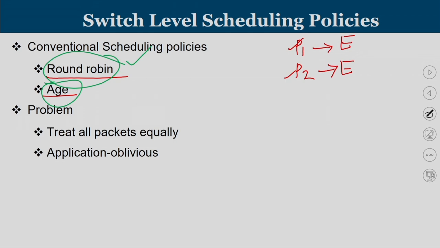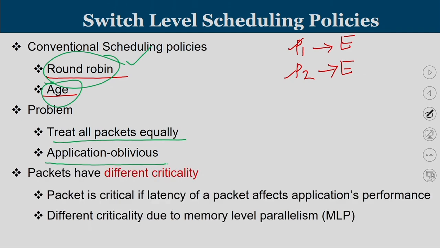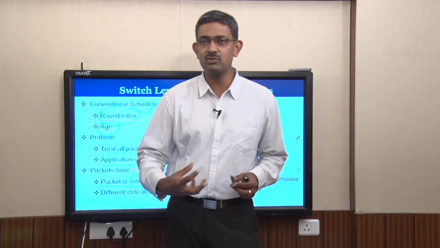Now, what are the problems associated with these scheduling policies? They treat all packets equally, and they do not carry any property of the application that triggered these packets. So they are basically application oblivious. But we have to understand the fact that packets have different criticality. I would like to draw your attention to a new term known as criticality. Now, what do you mean by a critical packet? A packet is critical if the latency of the packet affects the application's performance. So I'll rephrase it. A packet is said to be critical if the latency of the packet is going to affect the application performance. So we have a packet that is traveling through the network.